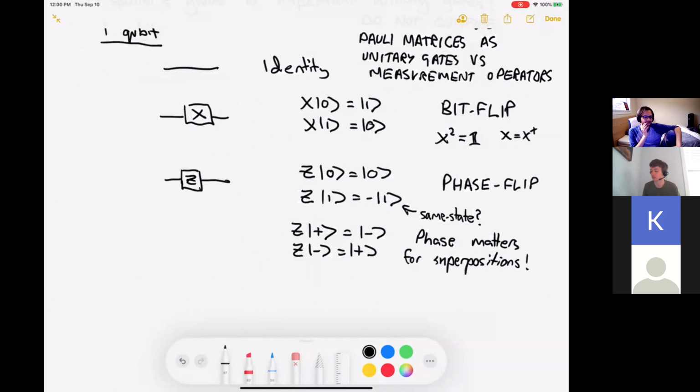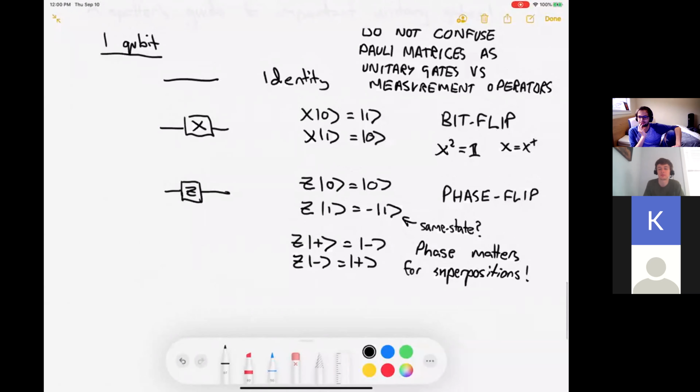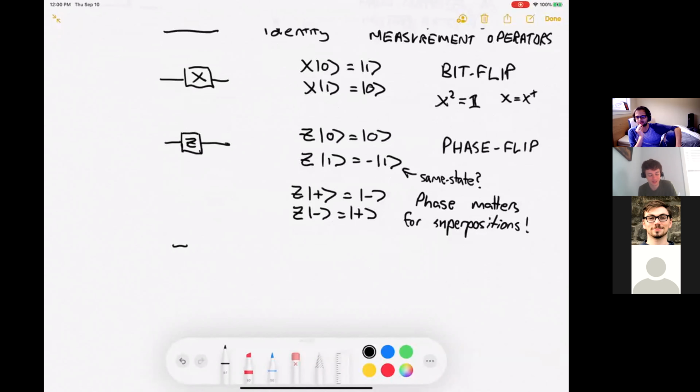Okay, anyone got other examples of 1 qubit gate that you might apply? Sigma Y. Yeah, so there's one more Pauli matrix, which is the Y matrix. We don't often talk about this as a fundamental unitary gate. Anyone care to guess why? You can just get it from X and Z. Exactly.